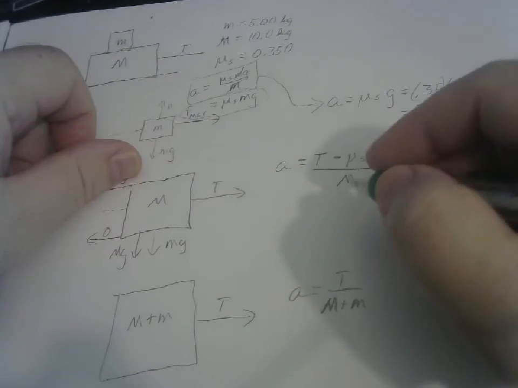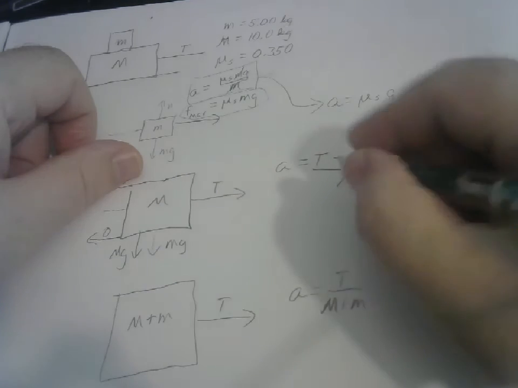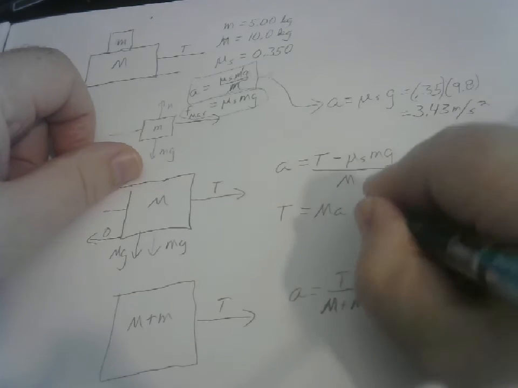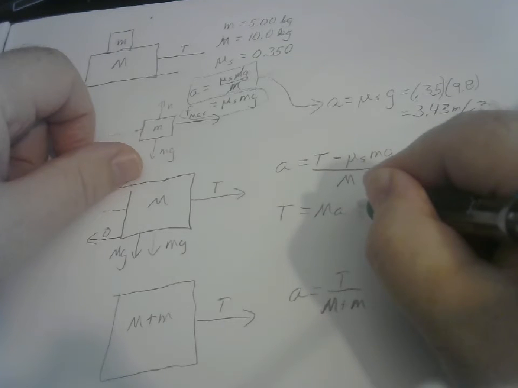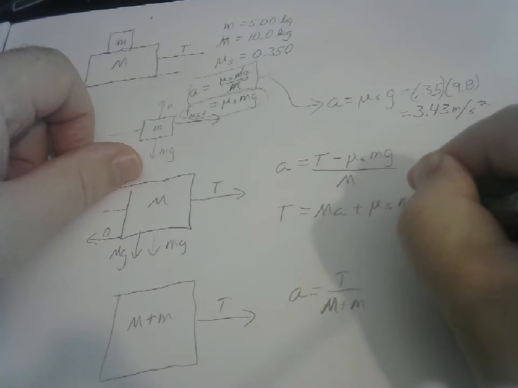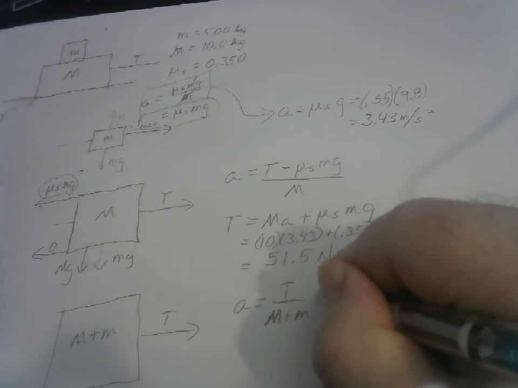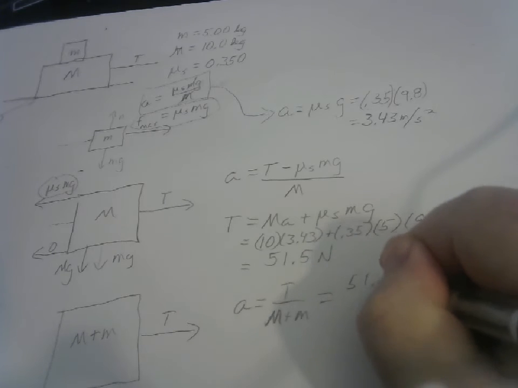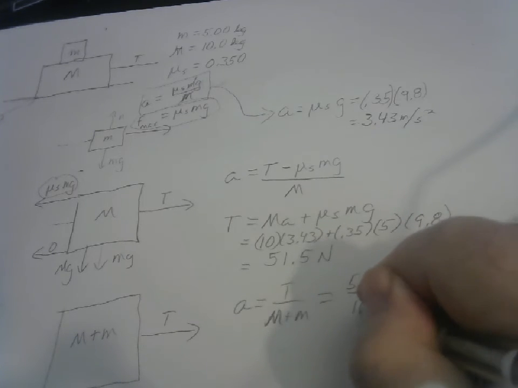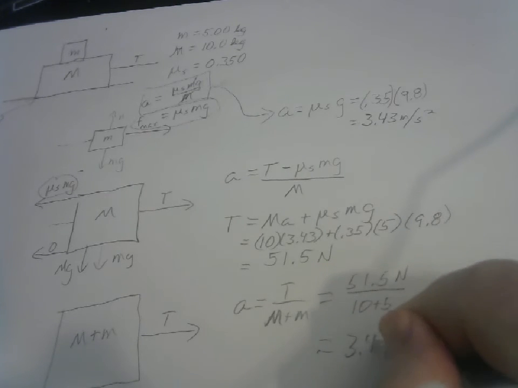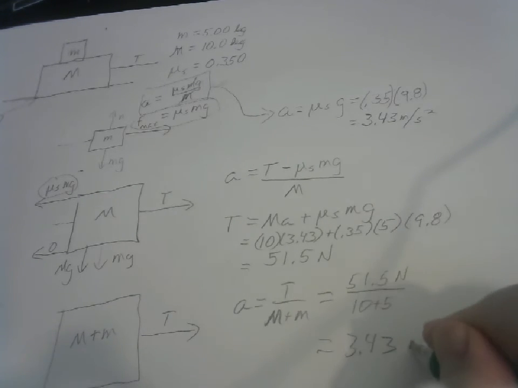Now we should be able to solve either one of these. This one is tension equals big mass times acceleration plus mu sub s mg. And plugging all the numbers into there, I got 51.5 newtons. Finally, for a check, I can see whether this tension, 51.5 newtons, divided by our mass of 10 plus 5 kilograms, comes out to be 3.43, and it does, meters per second squared.